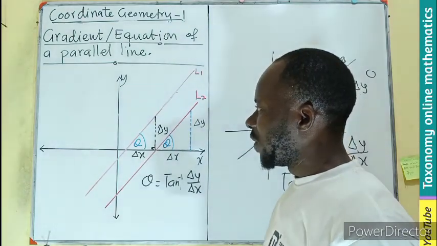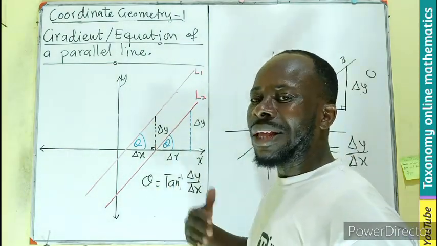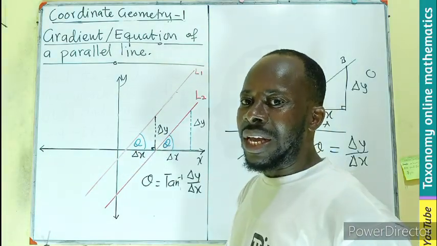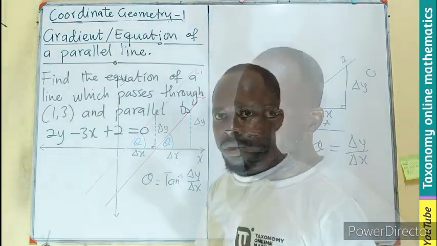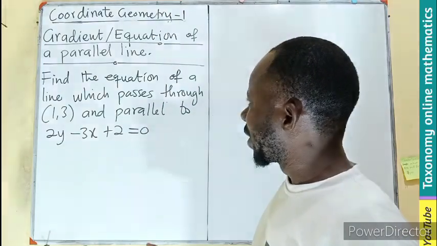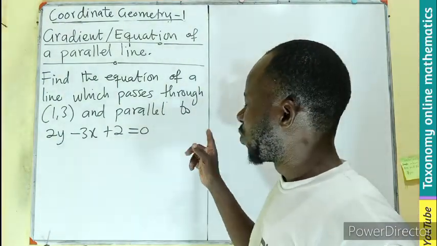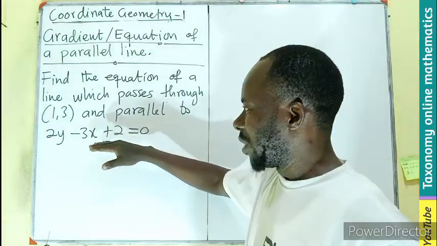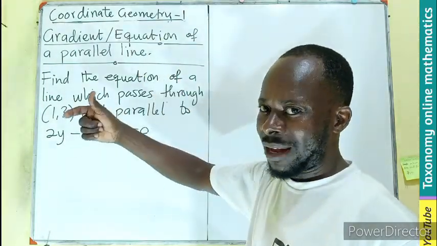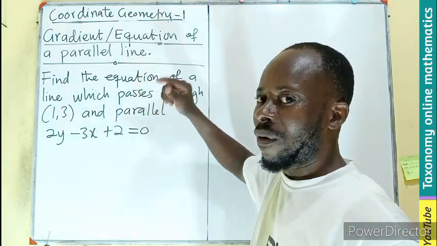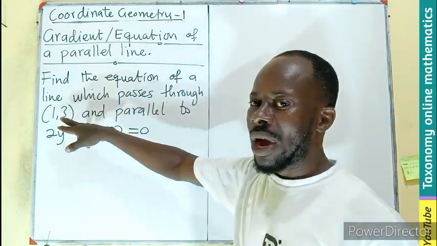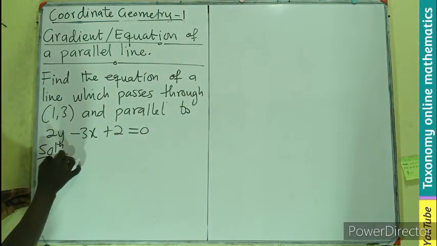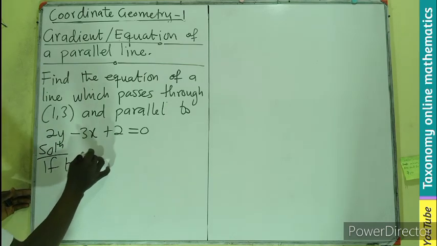So we are going to see how we can apply this in solving some questions that have parallel lines in their framework. Okay, so let's look at this. We have to find the equation of a line which passes through the point (1, 3) and is parallel to this equation. This is the equation of one of the lines, and we are asked to find the equation of the other one, which is passing through the point (1, 3).